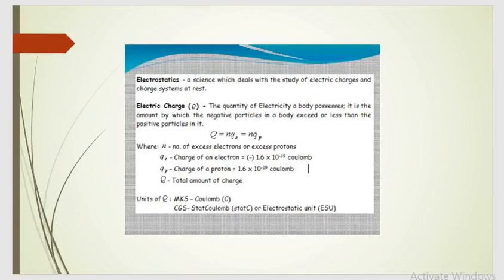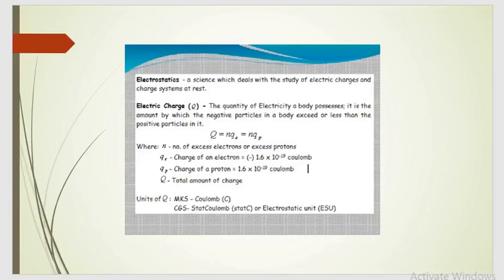So when we consider these electric charges, they are given by Q equals n times Qe or n times Qp. As we all know, the number of electrons and number of protons are always equal. That's why the overall charge is given by this. Here we have the notation details: small n, number of excess electrons or excess protons; Qe, charge on an electron; Qp, charge of a proton; capital Q, total amount of charge.